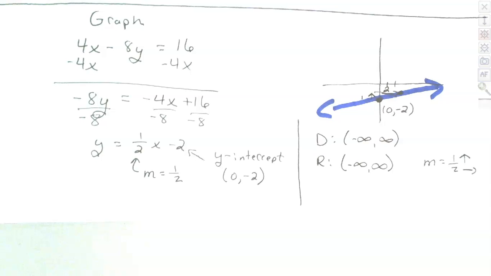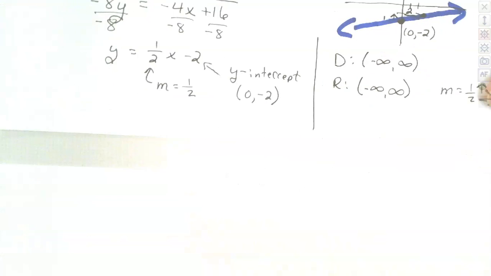So we get it in slope-intercept form, and we find our slope. We get our y-intercept, and we plot our point, our y-intercept, and use the slope. One last part of this section is working with ordered pairs.